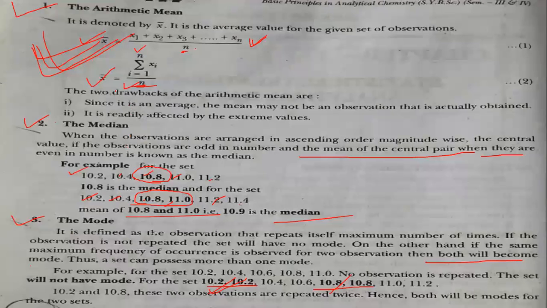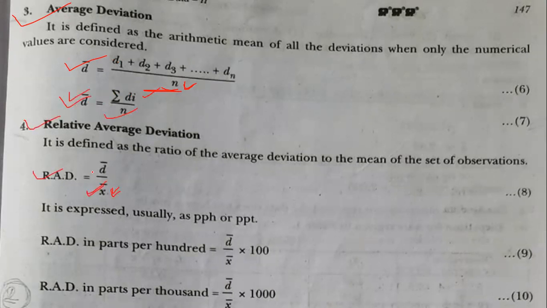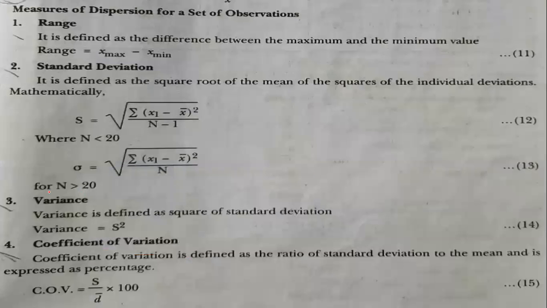जी की तुम्ही इथे कॅल्क्युलेट केलेली आहे. Okay, d bar upon x bar is equal to relative average deviation. Okay, if you multiply by 100, that will become part per 100. If you multiply by 1000, then relative average deviation comes as a part per 1000. If you multiply by million, that will come as a relative average deviation in part per million. Okay, but it is usually expressed as a part per 100, part per 1000.